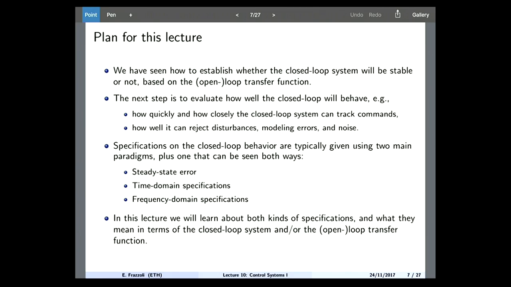That said, you may want some other performance specifications. I want my closed loop to be stable, but for example I also want to track commands quickly. If I get to my cabin in the woods in the winter, I want the temperature to become comfortable quickly. If I set the cruise control on my car, I want the speed to get to the limit that I set quickly. I don't want to wait half an hour for that to happen.